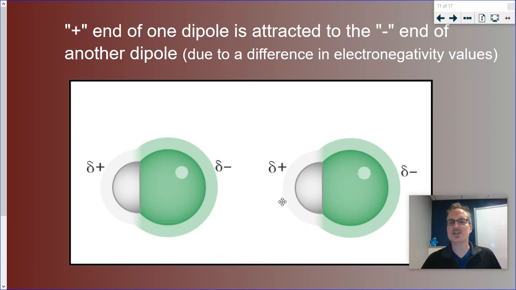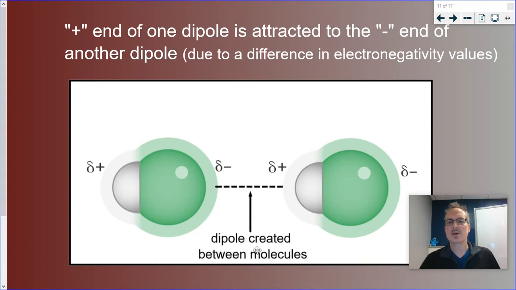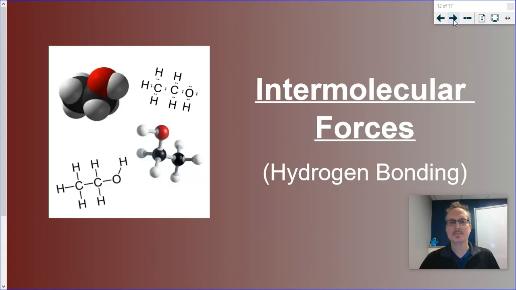Now, this attraction is stronger than the attraction in a London dispersion force. And so this little dipole we've created between the molecules, this is the dipole-dipole force that we're talking about. It's stronger than London dispersion forces, but it's still fairly weak. We're going to be figuring this out based on, again, electronegativity values, because the substance has to be polar.